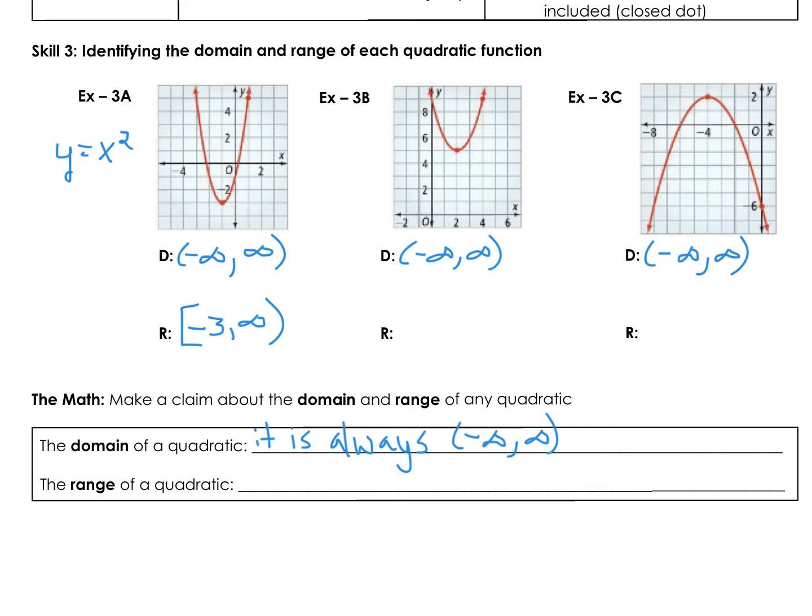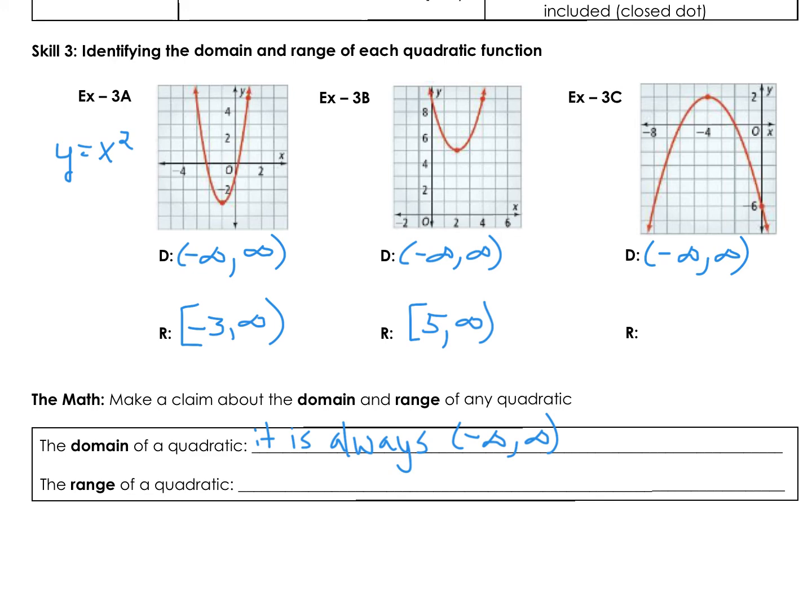Then we're going to look at the range for both of these. So the range here, we're going to go from low to high. Our lowest range value is here at the vertex, and it is a y value of 5. So we're going from 5 to positive infinity. And 5 is included. We have an ordered pair with 5 as a y value and to positive infinity.